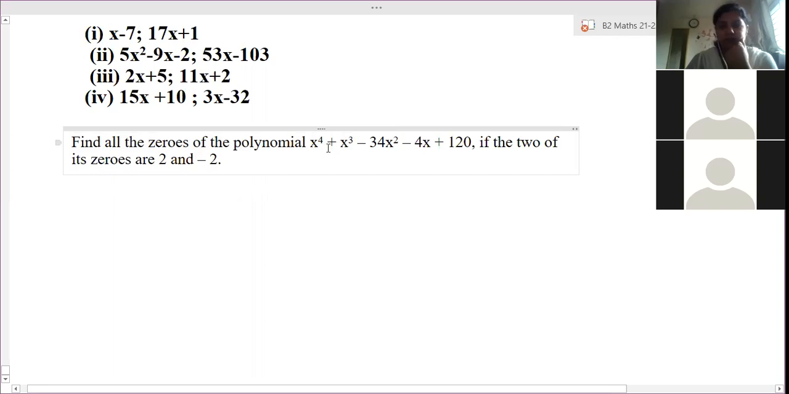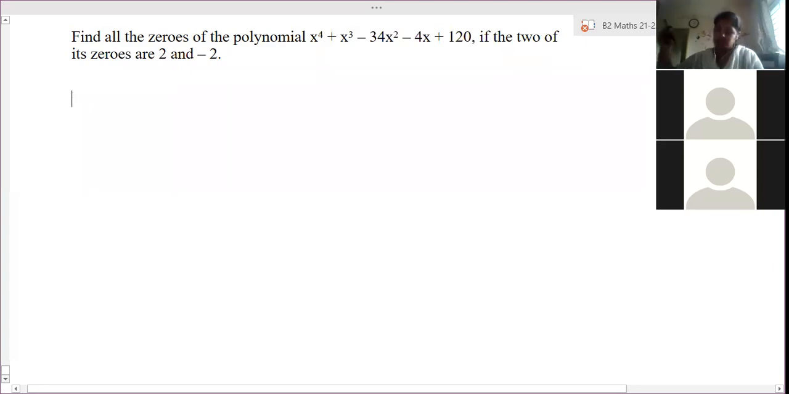Now here this is a biquadratic polynomial with maximum exponent 4, degree 4. Such polynomials are called biquadratic polynomials. A biquadratic has at most 4 zeros. Out of that, 2 will be given in the question and 2 you have to calculate. Now for this, what you have to do? Out of 4 zeros, 2 are given: 2 and minus 2. So x is equal to 2 and x is equal to minus 2 are the zeros given. 2 more zeros you have to calculate.